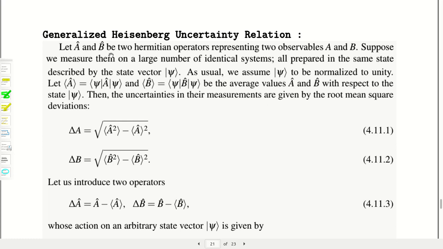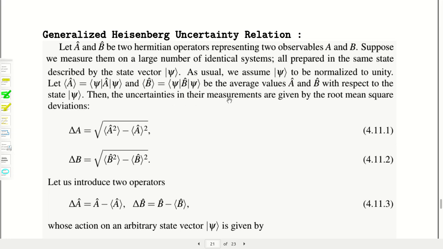Let two Hermitian operators A and B correspond to observables A and B, and the state vector psi is there, whatever it is, it may be a continuous basis state or a discrete basis state. There is no such category on this state vector. Now let the expectation value of A be <psi|A|psi>, and of B be <psi|B|psi>. This is the measurement of A and B, you know this, and psi is normalized to unity. So this is the expectation value formula for A and B.